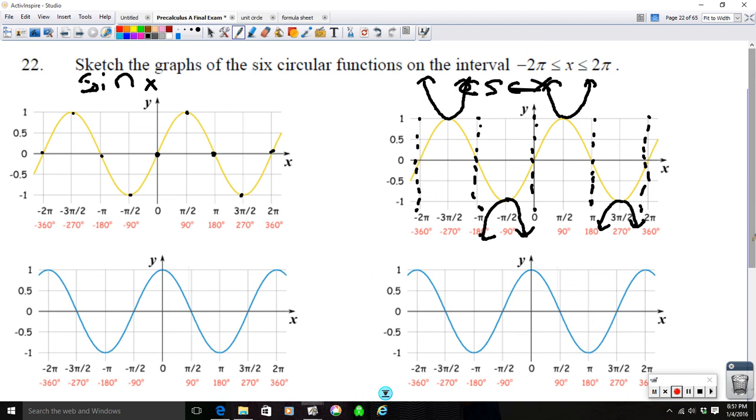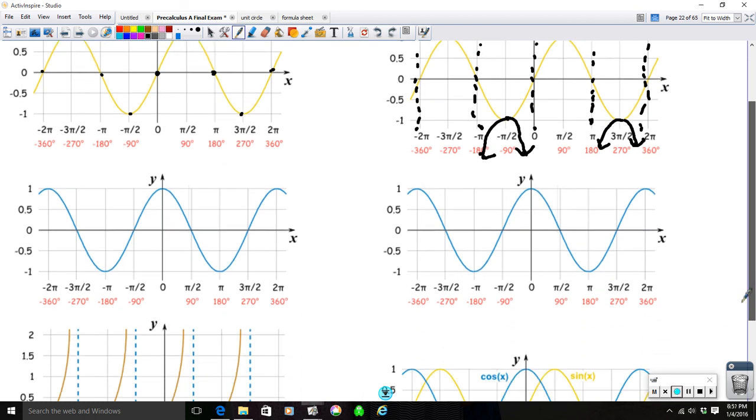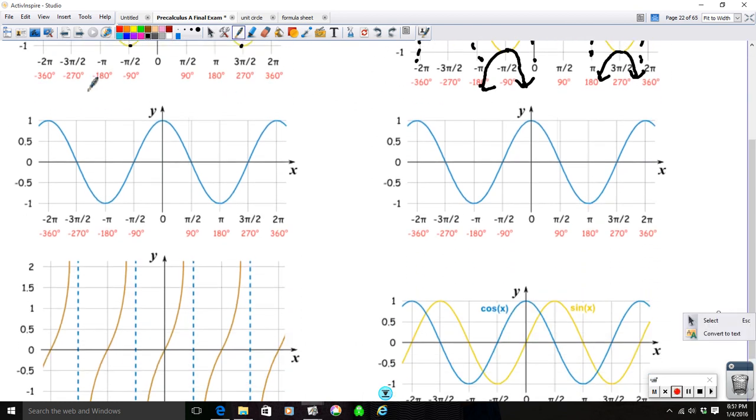Below, we are given the graph of cosine. Again, cosine starts up at 0, 1, goes to pi over 2, 0, pi, negative 1, 3 pi over 2, 0, and 2 pi, 1. So this is just 2 periods of it, between negative 2 pi and positive 2 pi.